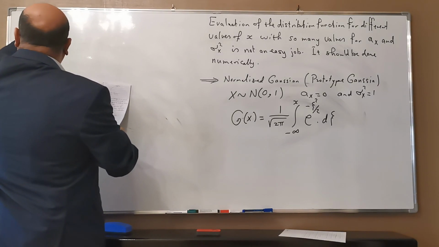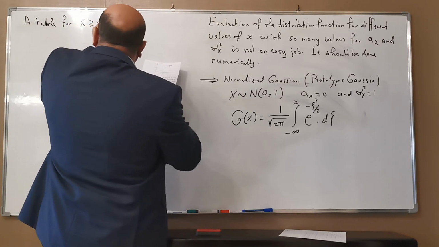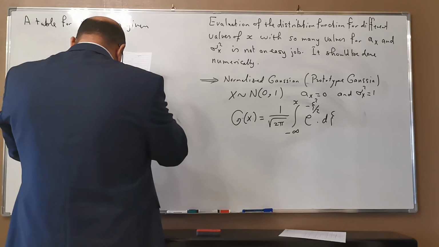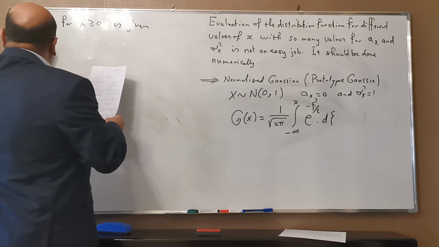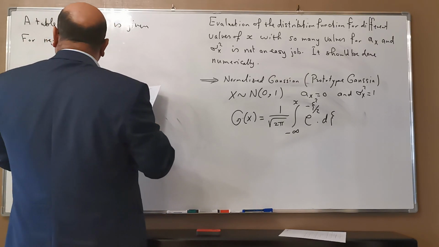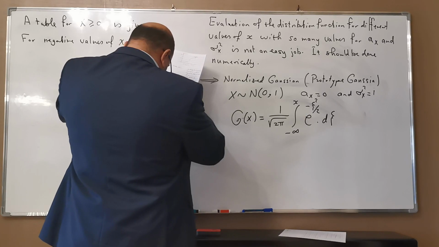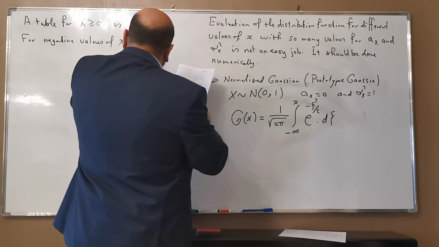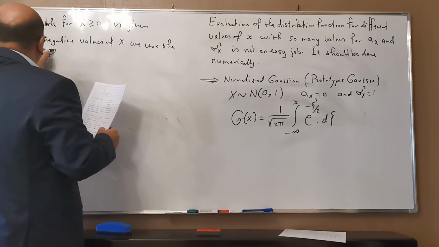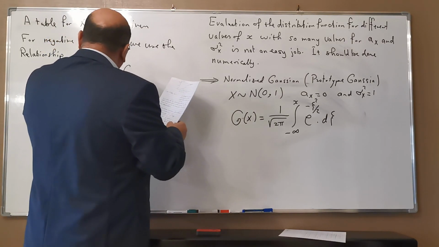So a table for x greater than or equal to 0 is given. For negative values of x, we use the relationship g of minus x equals 1 minus g of x.